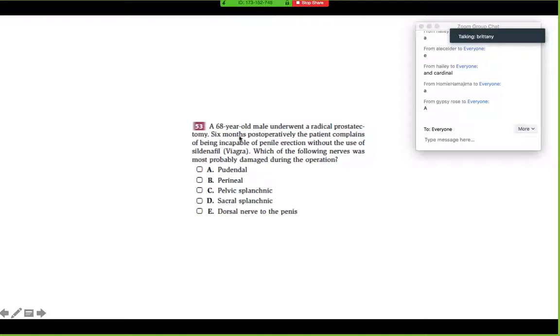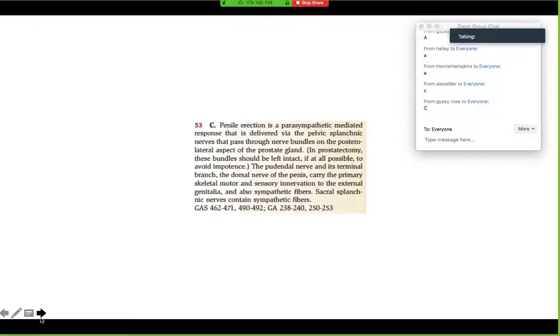A 68-year-old male underwent a radical prostatectomy. 6 months postoperatively, the patient complains of being incapable of penile erection without the use of sildenafil. Which of the following nerves was most probably damaged during the operation? Yeah, so think about your point and shoot. And those of you that answered C, yeah, point and shoot. So C is the right answer because penile erection is a parasympathetic response. So remember, point, you're getting vasodilation, which facilitates the erection. So pelvic splanchnic nerves would be the correct answer.